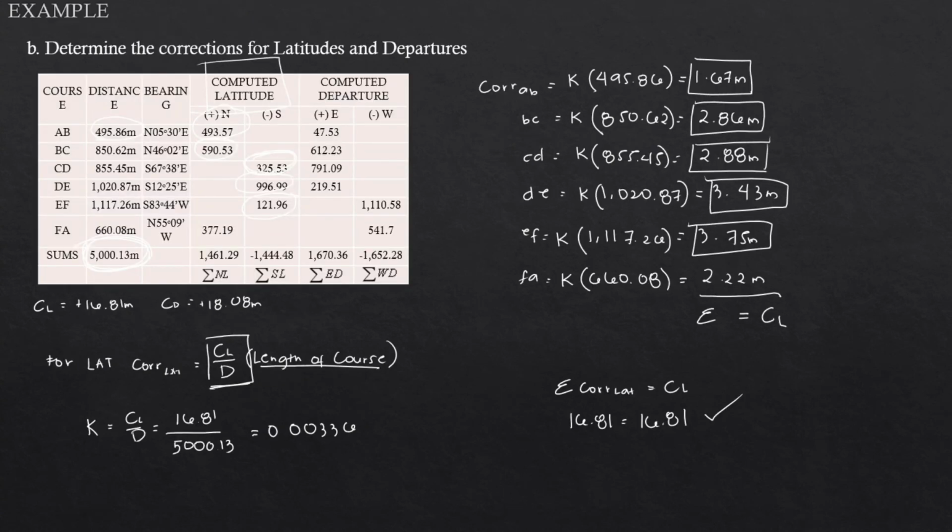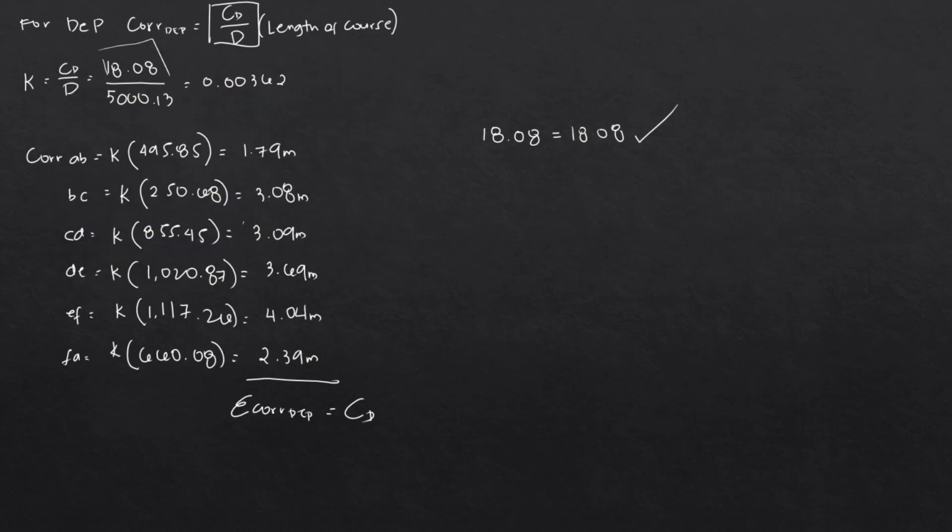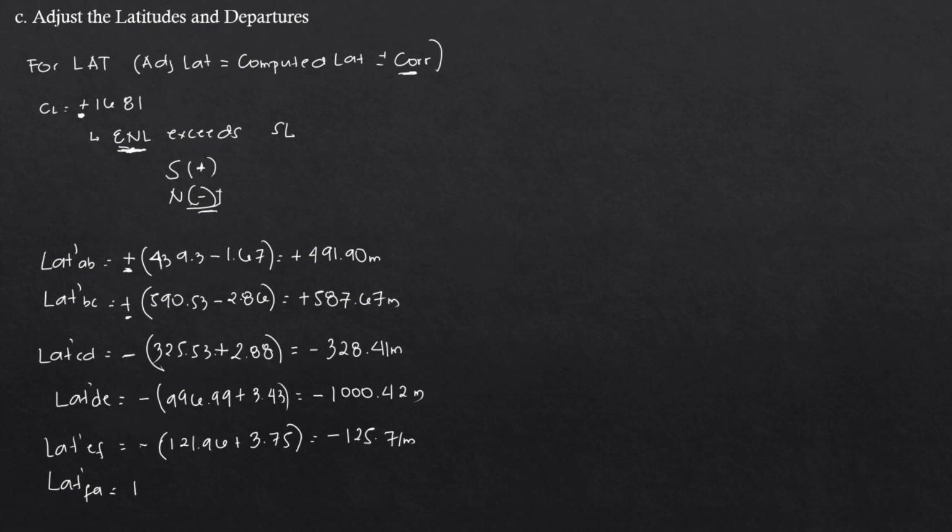Then, corrected latitude sa course FA is equal to, ilan yung FA natin? FA natin is nasa north, so positive. Then, correction niya is 2.22. Okay. So, positive 377.19 minus 2.22 is equal to positive 374.97 meters. Okay, so check natin yung solution natin. Dapat itong summation na to is equal to 0.